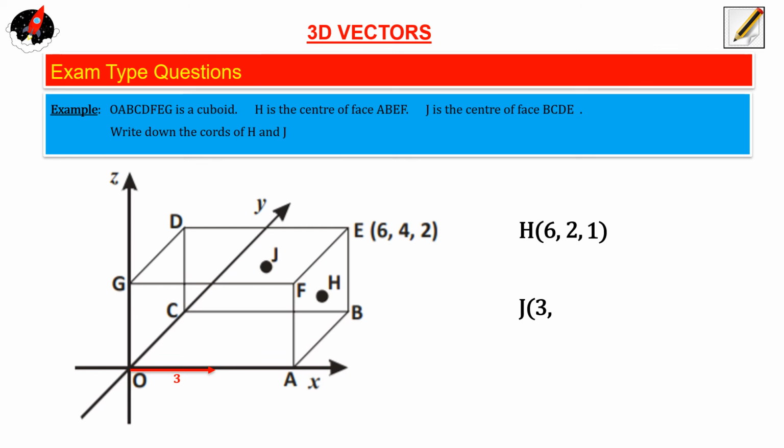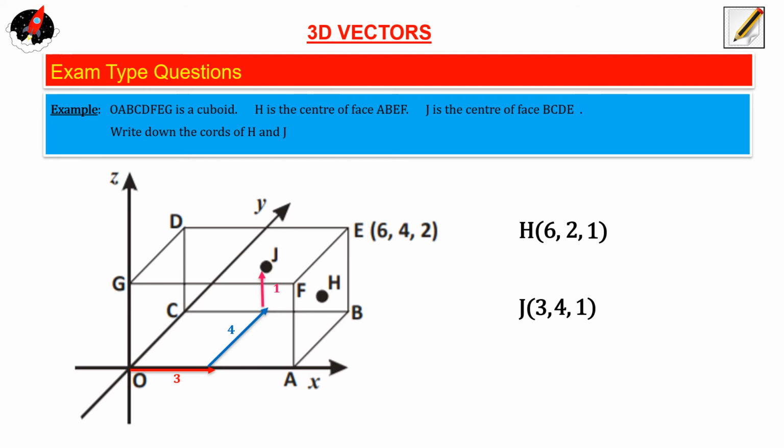Then we need to go all the way forward the same distance as coordinate E, so therefore we're going forward 4. So that gives us our y coordinate of J. And then lastly, we're going up only 1 again, the same height as H, or halfway up the height of E. So therefore the coordinate J is 3, 4, 1.